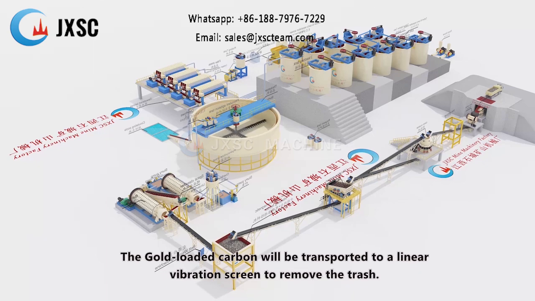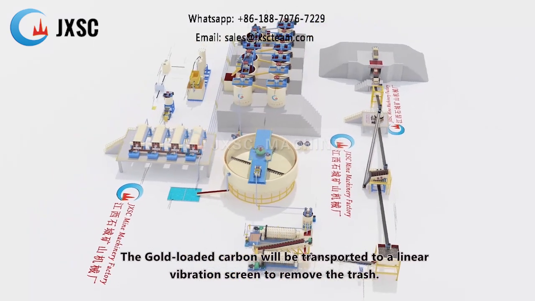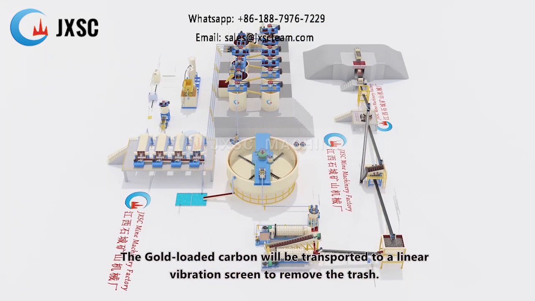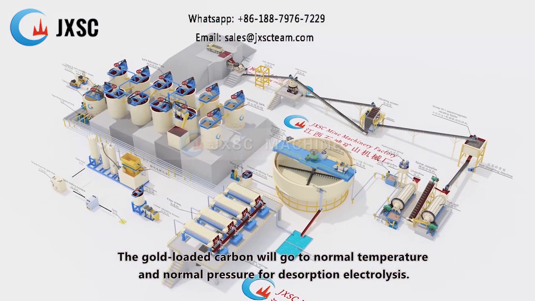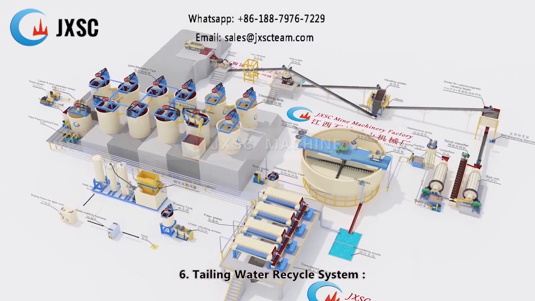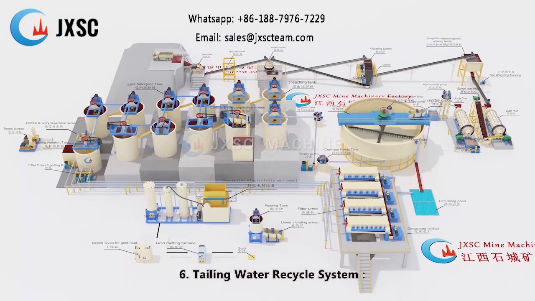5. Gold-loaded carbon desorption and electrolytic stage. The gold-loaded carbon will be transported to a linear vibration screen to remove the trash. The gold-loaded carbon will go to normal temperature and normal pressure desorption electrolysis. 6. Tailing water recycle system.